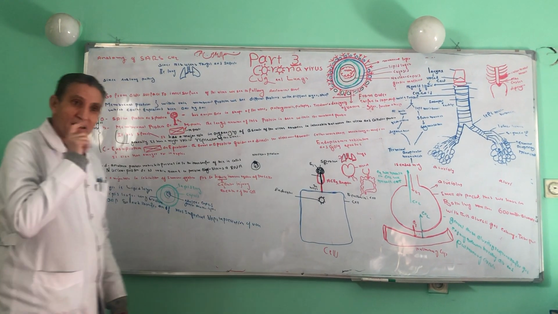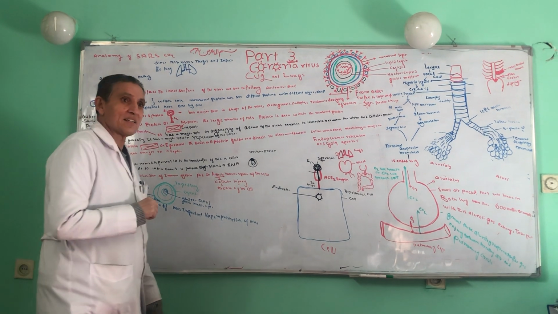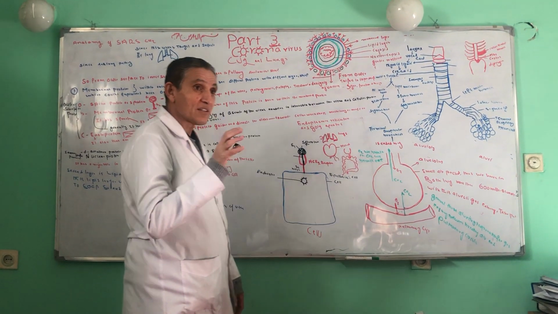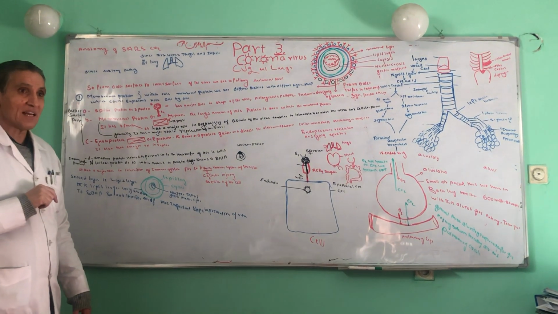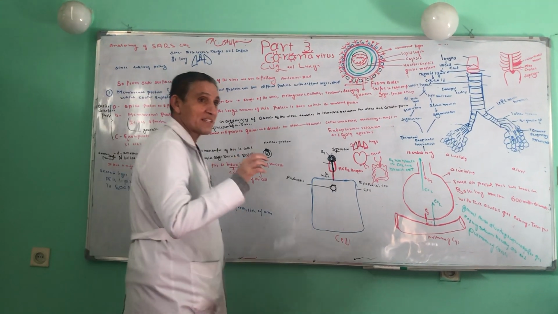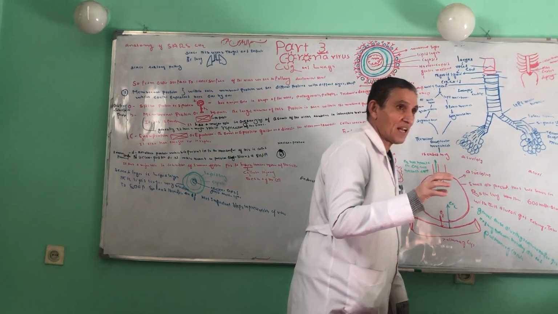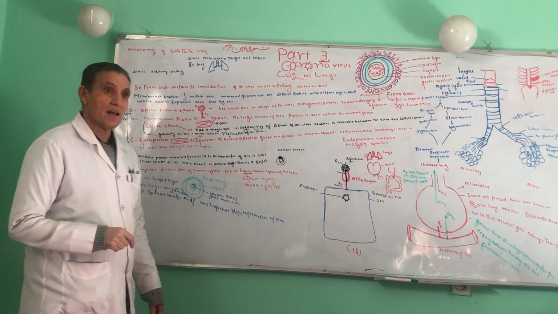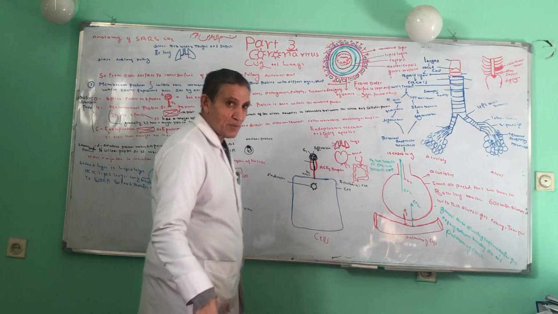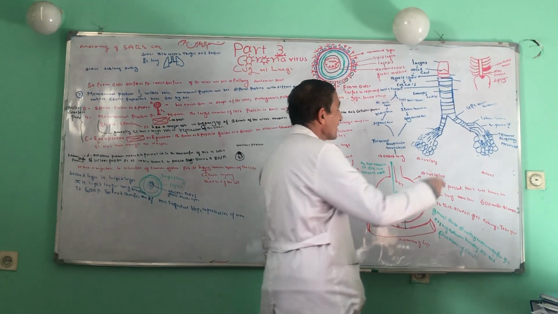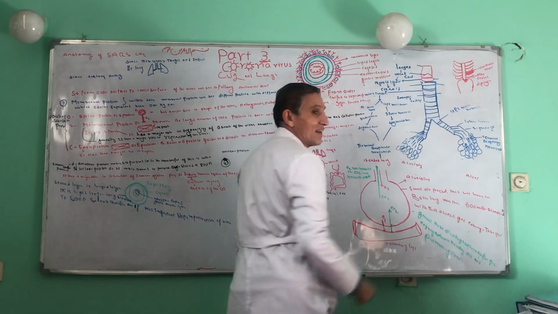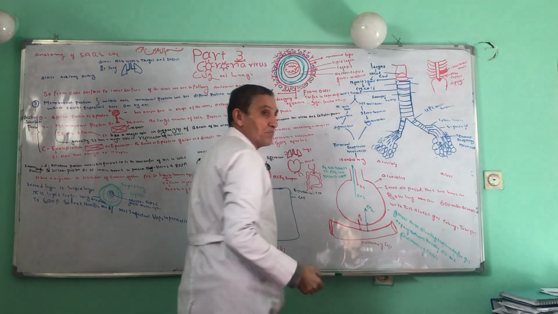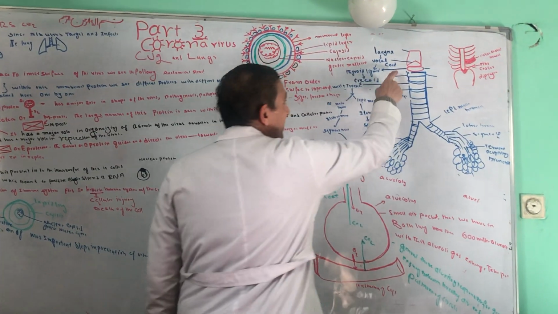Since this virus targets and infects the lung, we'll be discussing the anatomy of the lung. We have a brief overview of the anatomy of the lung, and we'll be discussing the important anatomical structures. The respiratory system is divided into 2 parts, the upper respiratory tract and the lower respiratory tract. In the upper respiratory tract, we start from the larynx. Within the larynx, we have the vocal cord.